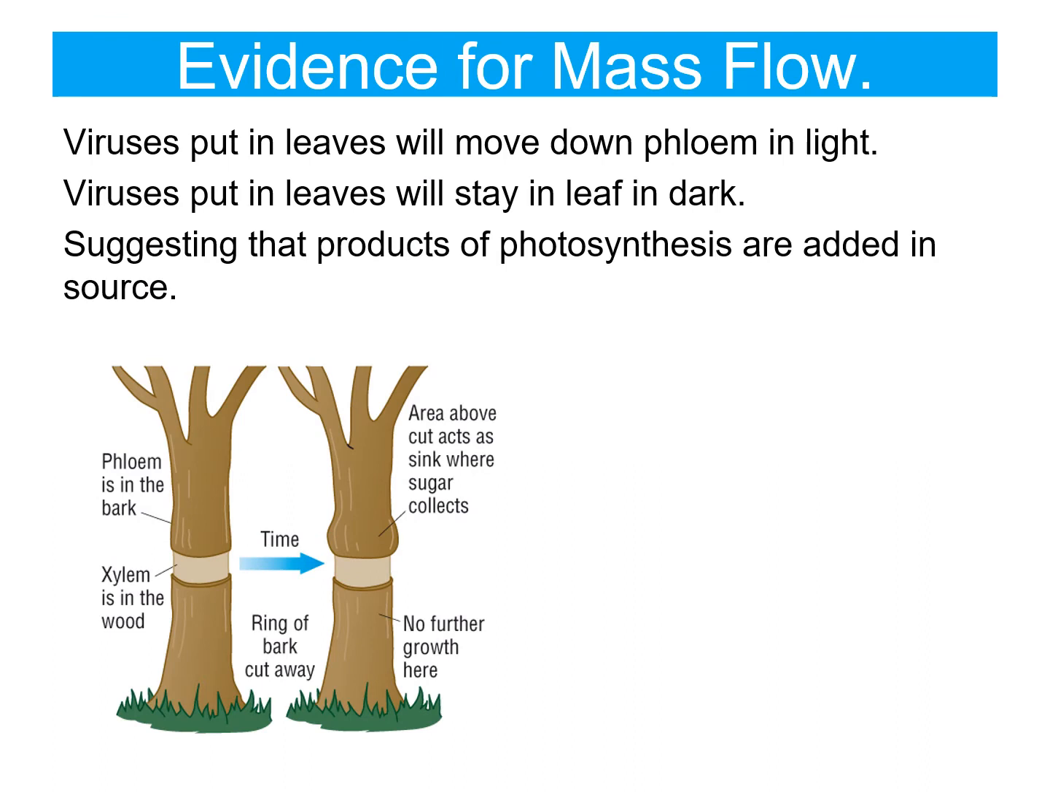Viruses put in leaves will also generally move down the phloem in light, showing you the movement away from the leaves. And when they're put in the dark, they stop in the leaves, and therefore, again, it shows that at night mass flow isn't happening. And you can also do ringing of trees, because the phloem is known to be on the outside of the stem. If you cut the outside of the stem off, you get a build-up of sugar collecting there, showing you that it's moved down. The bit below doesn't bulge, showing you that mainly it's moving down.